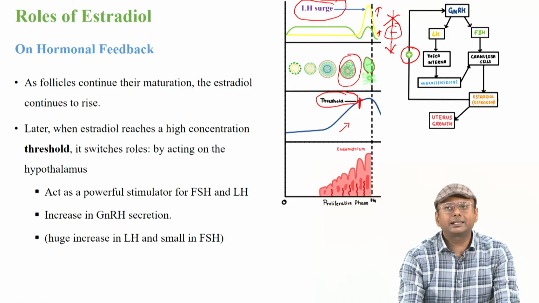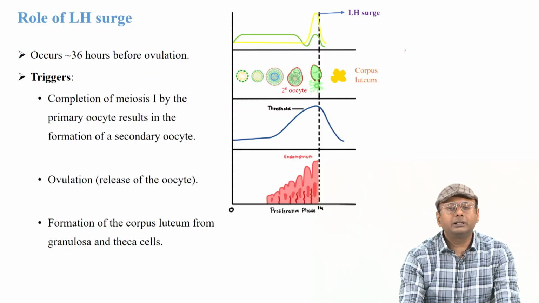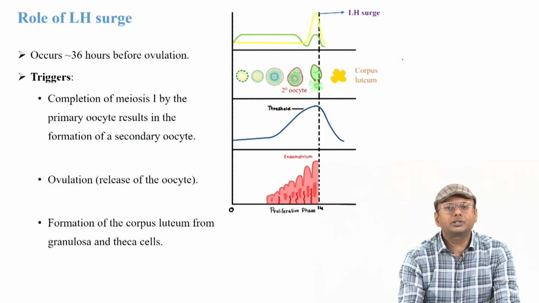So this surge of LH and FSH together, especially the LH surge, has a significant role. Why is the LH surge so important? Just 36 hours before ovulation, it helps in completing meiosis 1, and it also matures the oocyte to form a secondary oocyte. It also contributes to ovulation, which is the release of the oocyte. Finally, the LH surge is also important to form the corpus luteum.